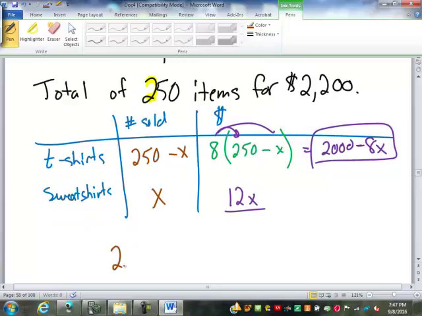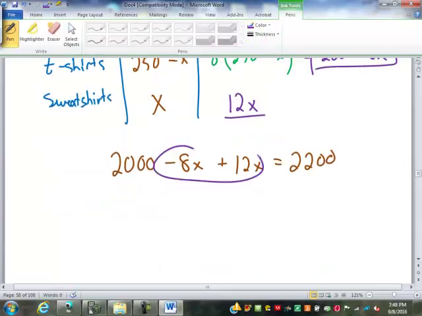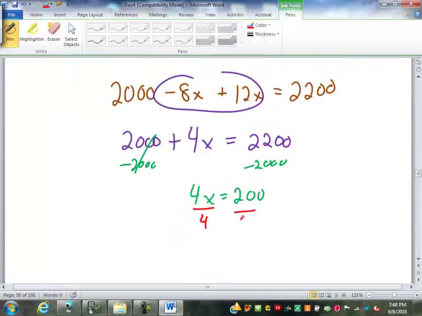The t-shirts, 2,000 minus 8X. Plus the sweatshirts dollars is 12X. Has to add up to 2,200. Combine the X's, good. Negative 8 and positive 12 make positive 4. And then, subtract 2,000. 4X equals 200. Divide by 4. X equals 50. Now what?